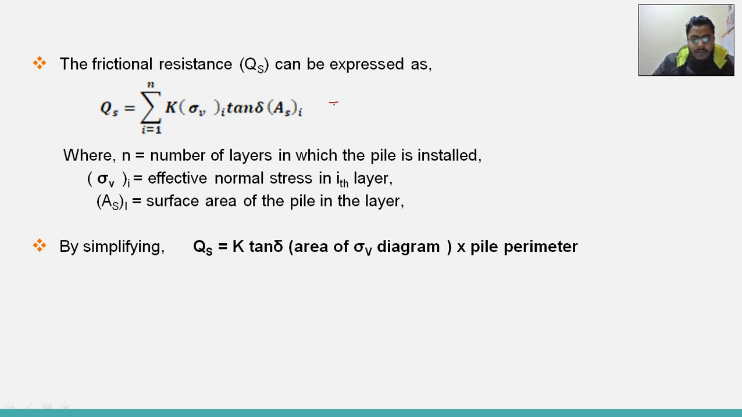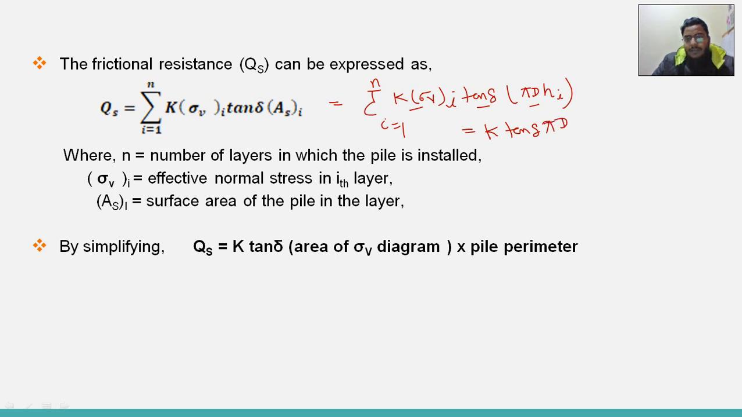So let me explain how we can write this. Summation i from 1 to n, K sigma V i tan delta, and the area. What area can we write? Suppose the diameter is constant and the thickness of the layer is changing. So we can write pi into d into h i, because for every layer the thickness is changing and the diameter is constant. So this is constant, this is constant, all constants we take outside the summation. So K into tan delta pi d, summation i from 1 to n, sigma V i h i.